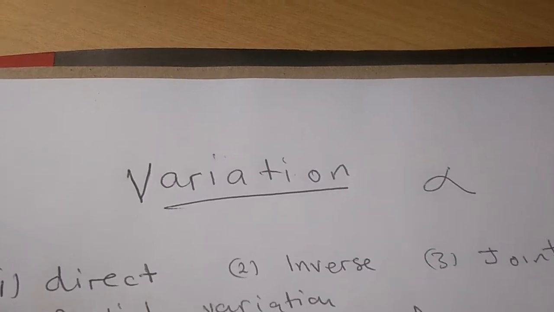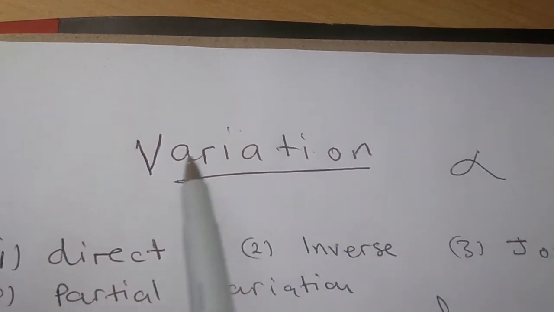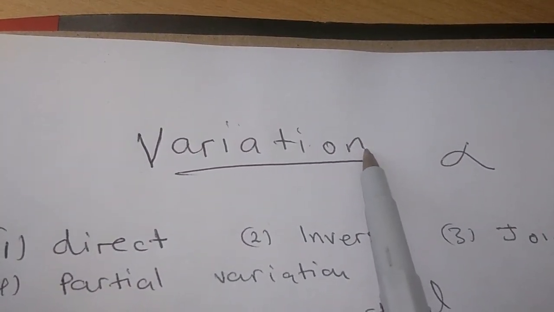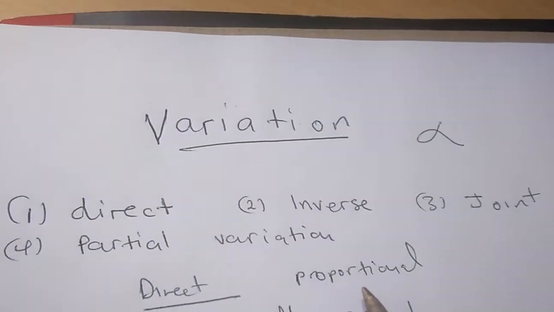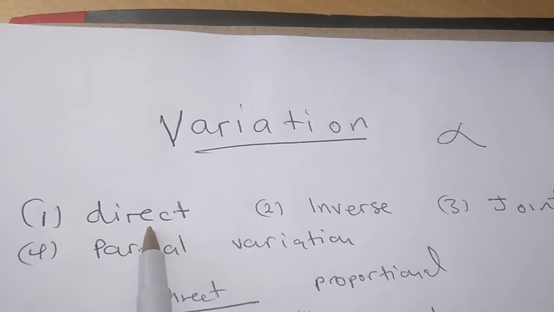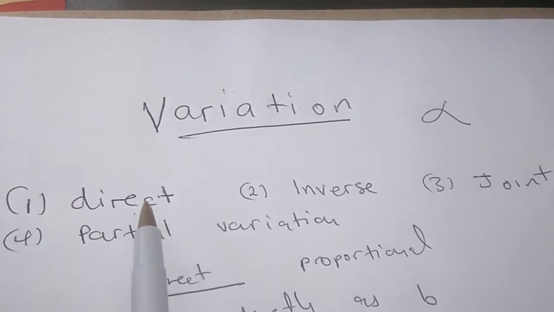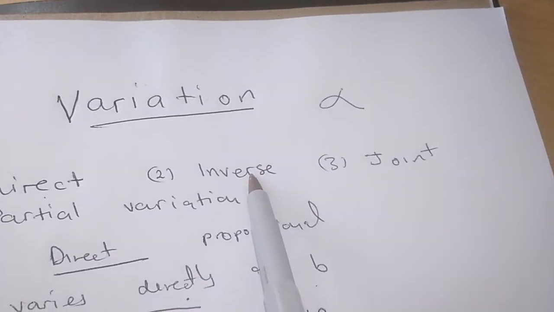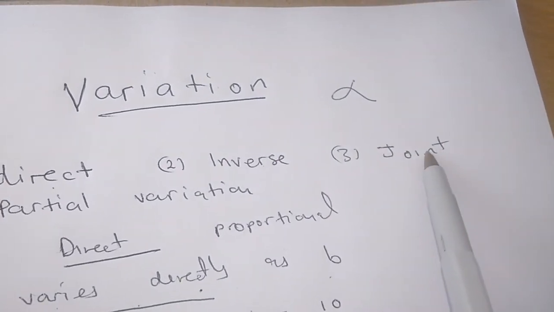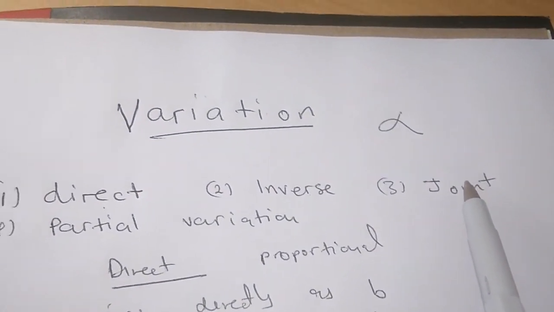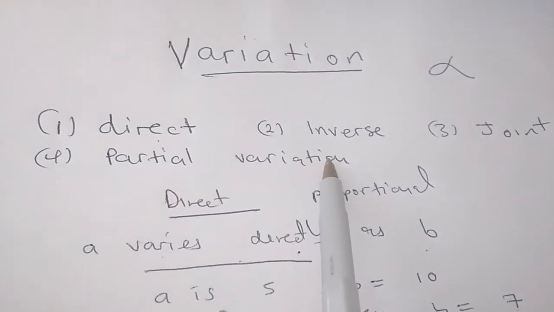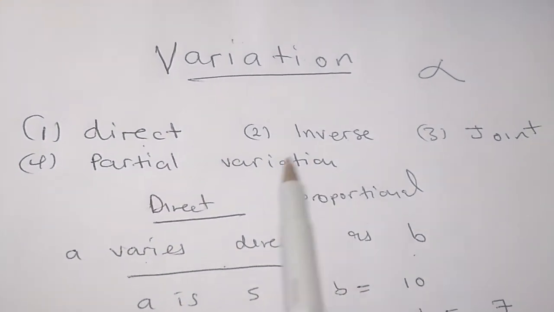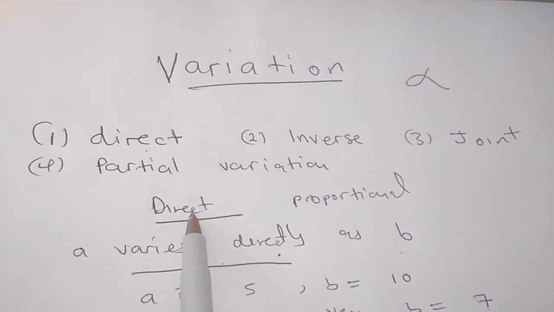On this tutorial, I'm going to be teaching you about variation. There are four types of variation. The first one is direct variation. Then we have the inverse variation. We have the joint variation. And the fourth one is the partial variation. Okay, let's look at direct variation.